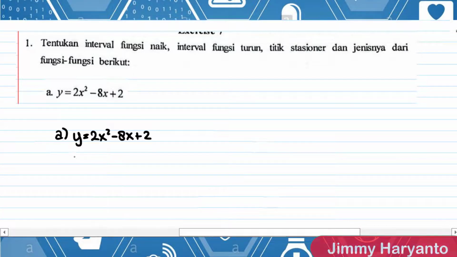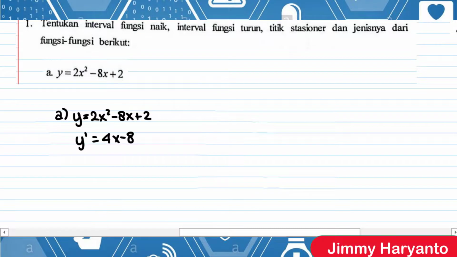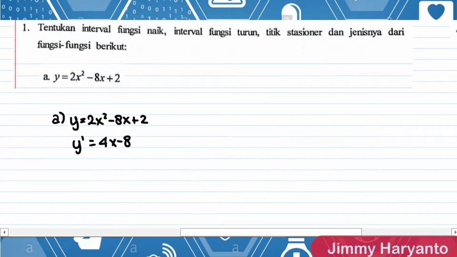The first differentiation, ya. So it will be y-axis equals to 4x minus 8. And to find the fungsi naik, that means y-axis should be greater than 0. So 4x minus 8 should be greater than 0 for fungsi naik, and for fungsi turun, 4x minus 8 less than 0.